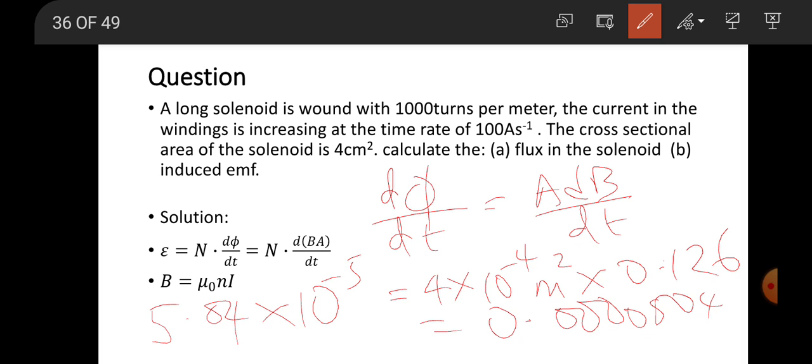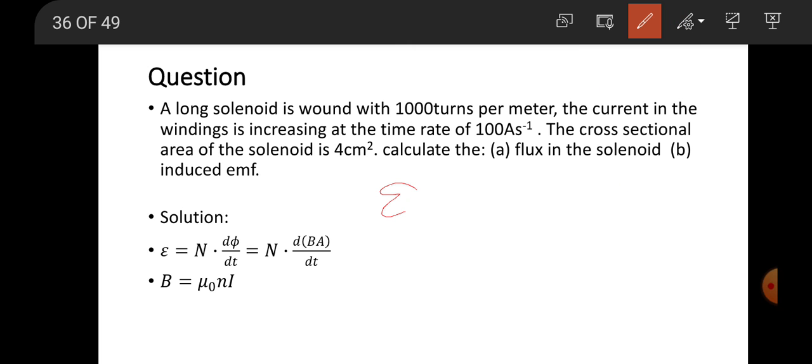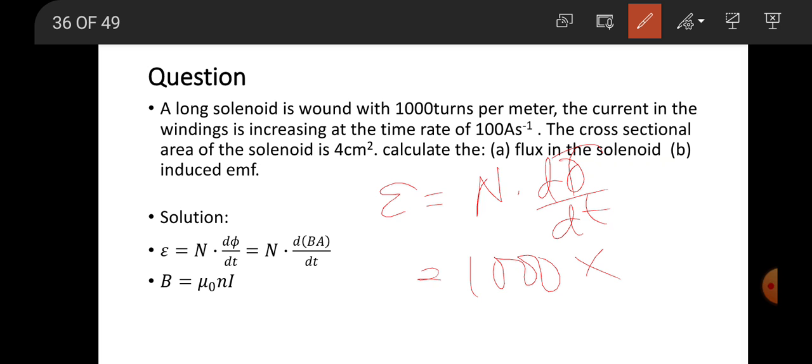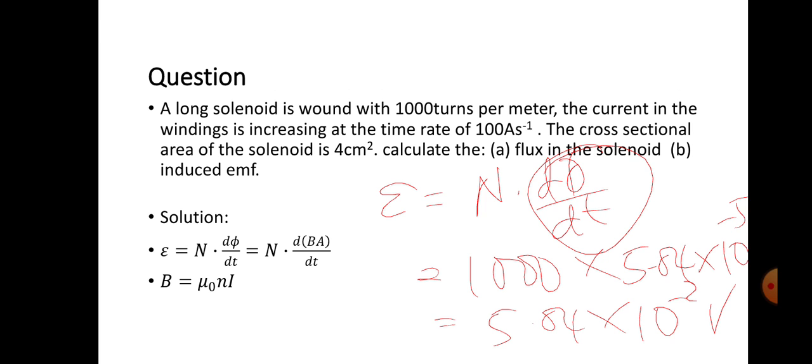Now the next we are asked to find is the induced EMF. So what is induced EMF? Induced EMF, like we know, is N times dphi over dt. So our N here is 1000 turns, right? Then the rate of change of flux we just got is 5.04 times 10 to the power minus 5. So that will give us 5.04 times 10 to the power minus 2 volts, or 0.0504 volts. That is beautiful.